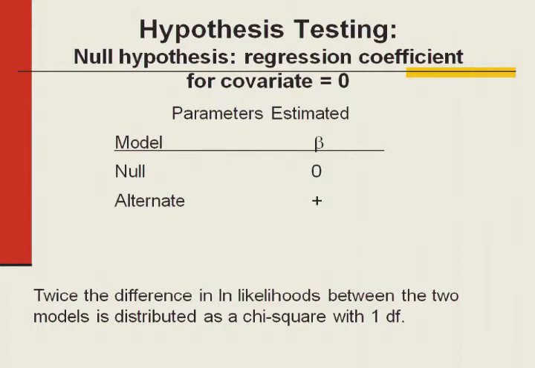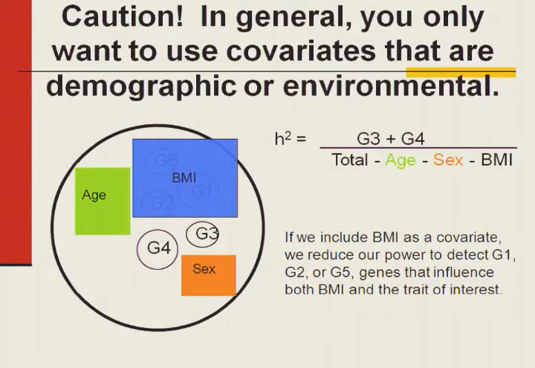And in this case, it's distributed as a chi-square with 1 degree of freedom, because that 0 is not a boundary in this case. The beta for the covariate can be positive, it can be negative. We can have our trait values increasing with age, we can have them decreasing with age. Both of those are valid. So again, a simple test for: is my effect different from 0? But back to those covariates.